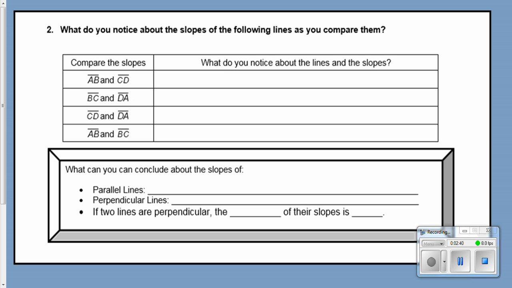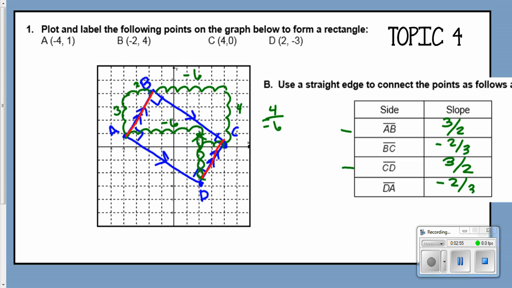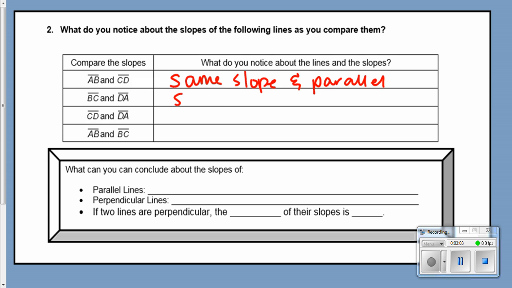Okay, so I'm going to write same slope and parallel, which makes sense, right? If they're parallel, they have the exact same amount of steepness, which we know is another way you can think of slope. Okay, then it says BC and DA. Well, that's this long side and this long side, which is also parallel. When I look over here, they also have the same slope. I could probably just do this, huh? They're parallel with same slope.